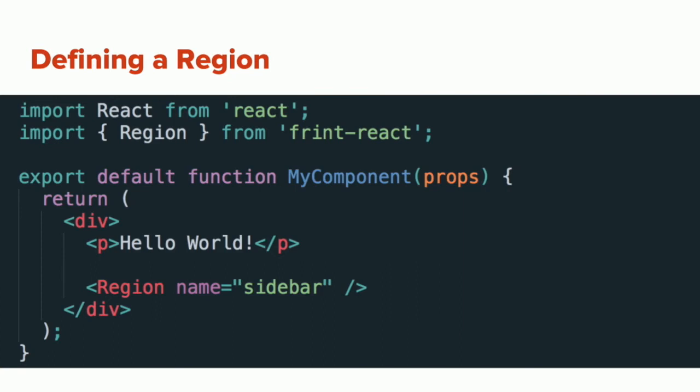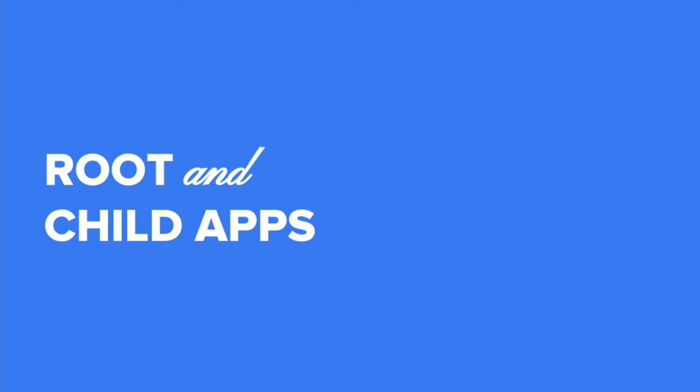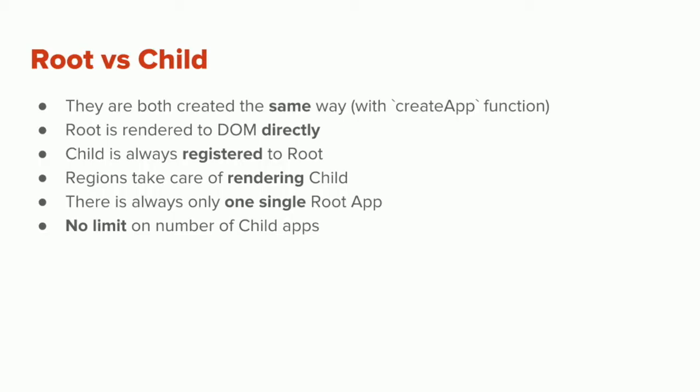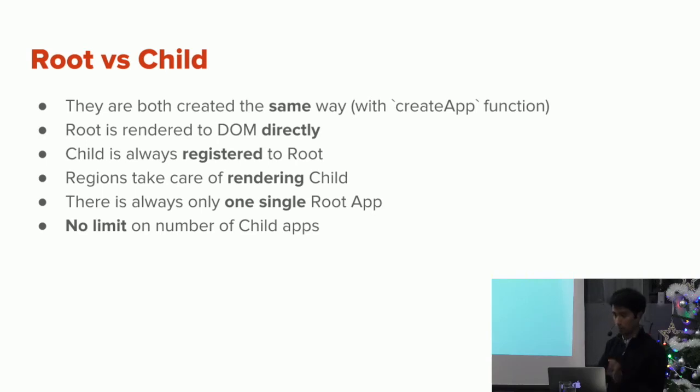So defining a region in a root app is pretty simple. We have a region component that is integrated with React, so we have the FRINT React package for that. And you can see at the bottom of the component, we just embed the region component and give it a name using a prop and call it sidebar. That's it. And to load some child apps, we need to understand the difference between root and child.